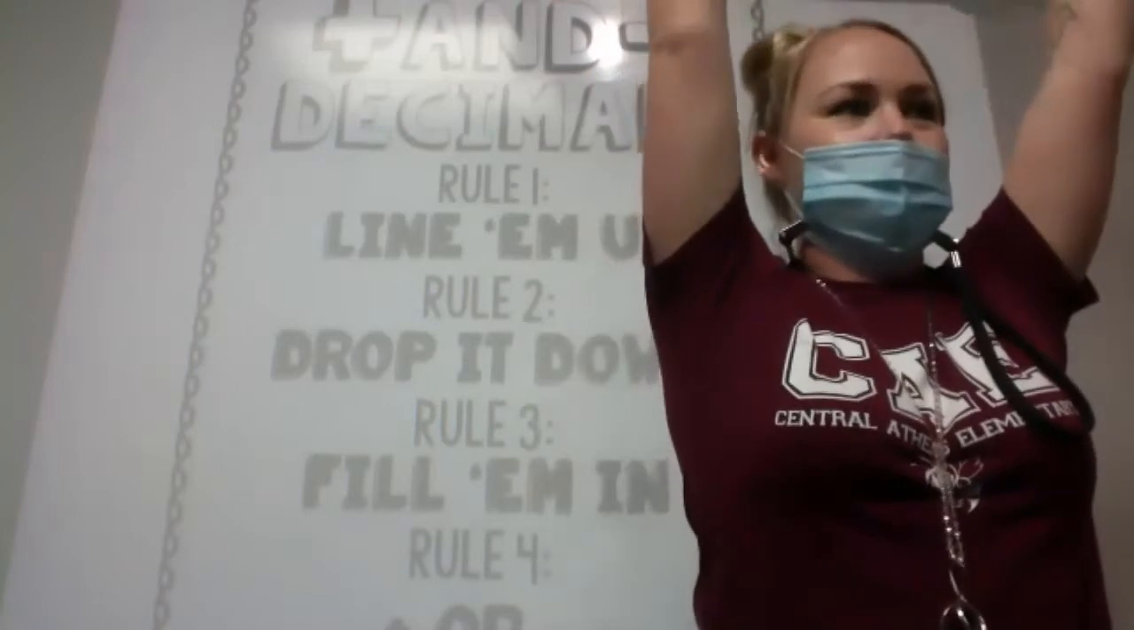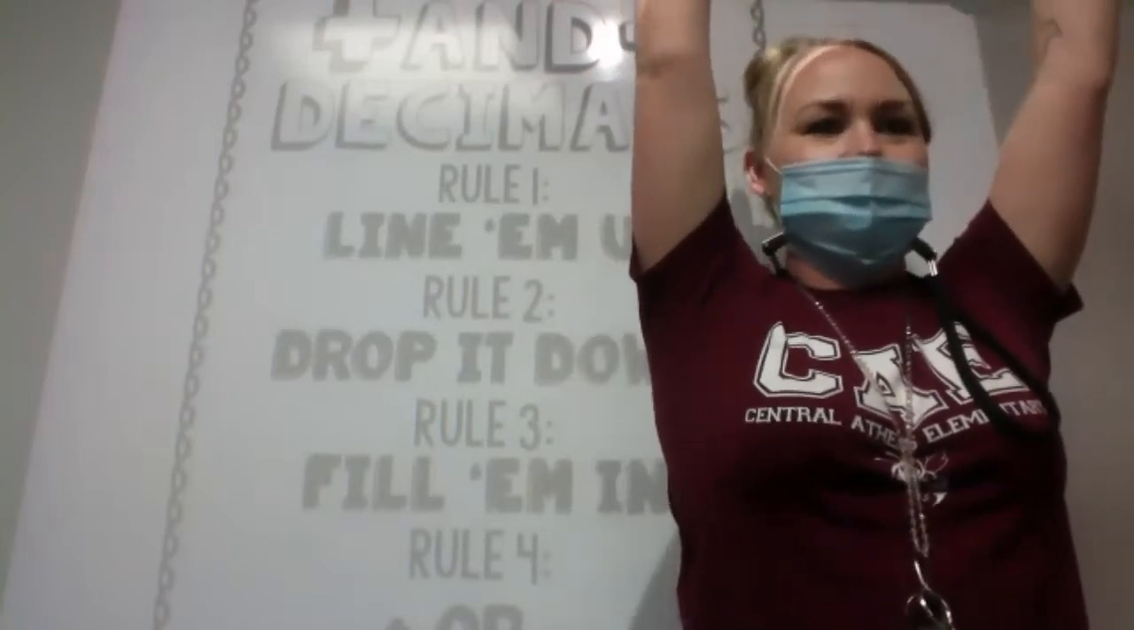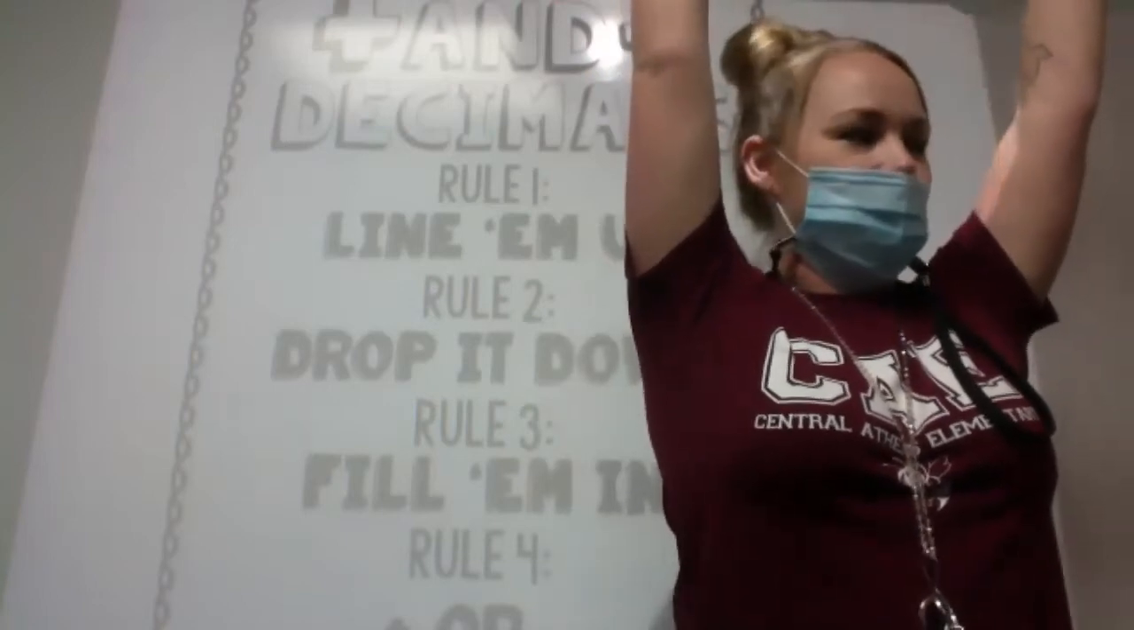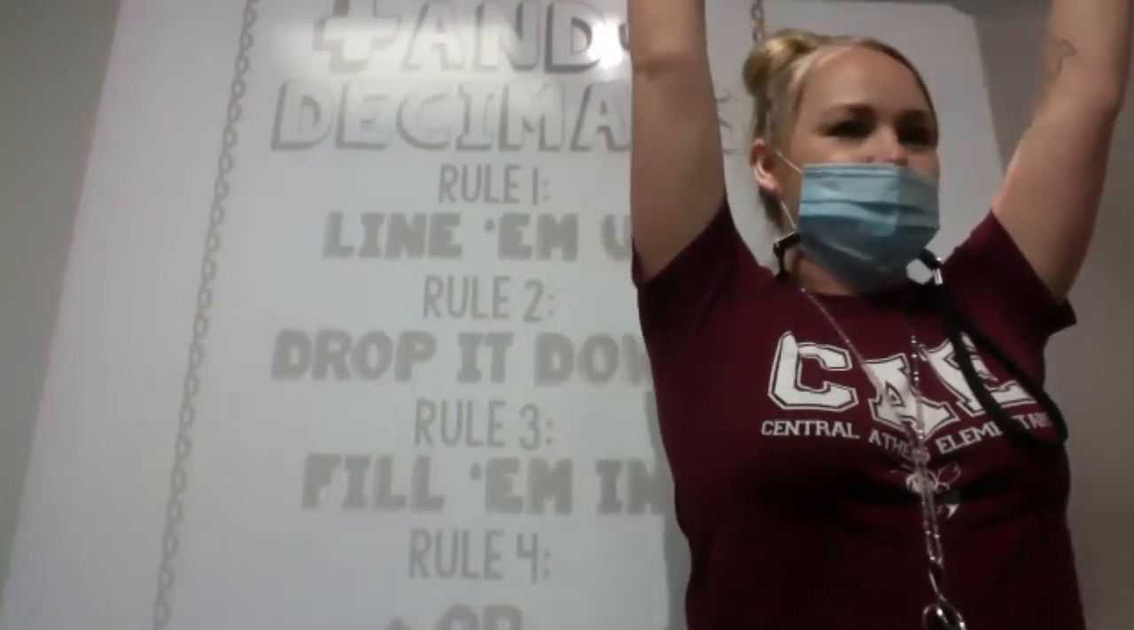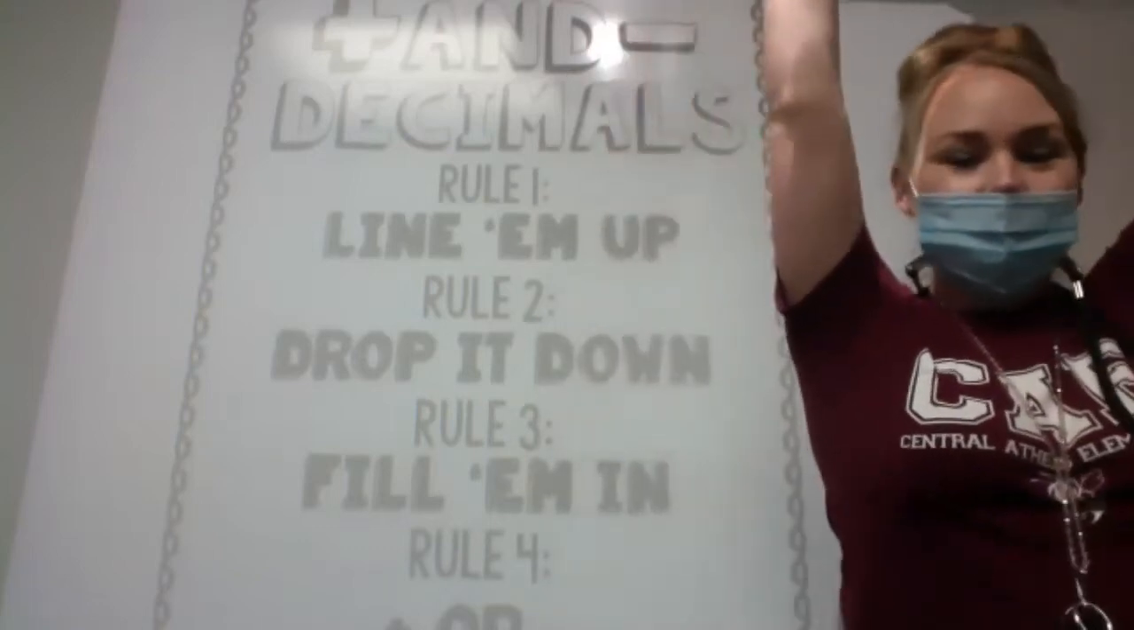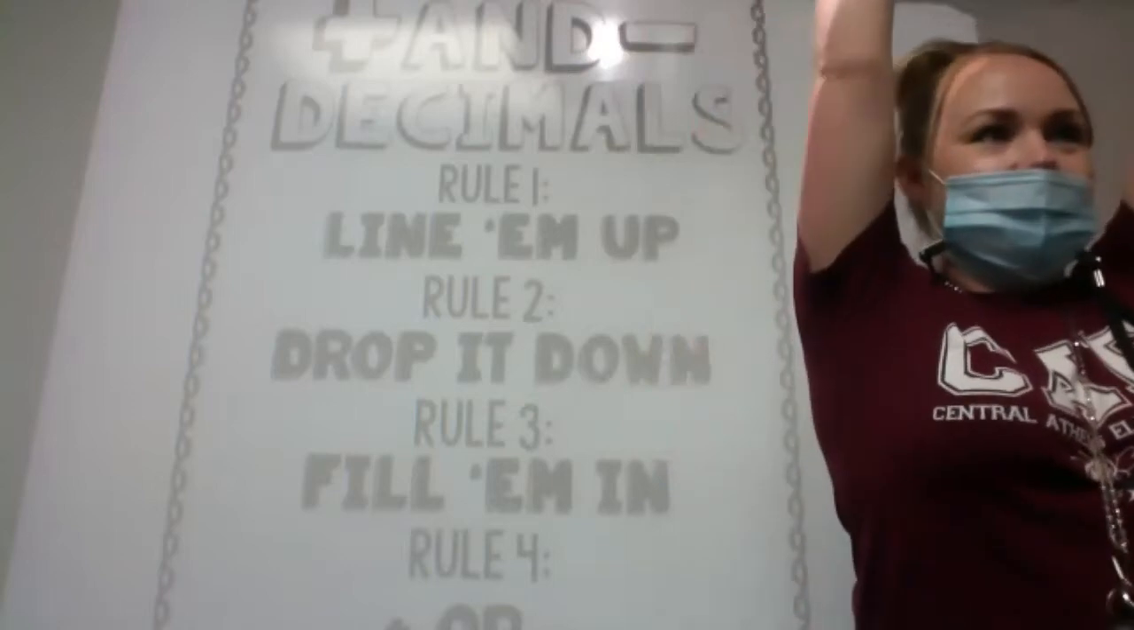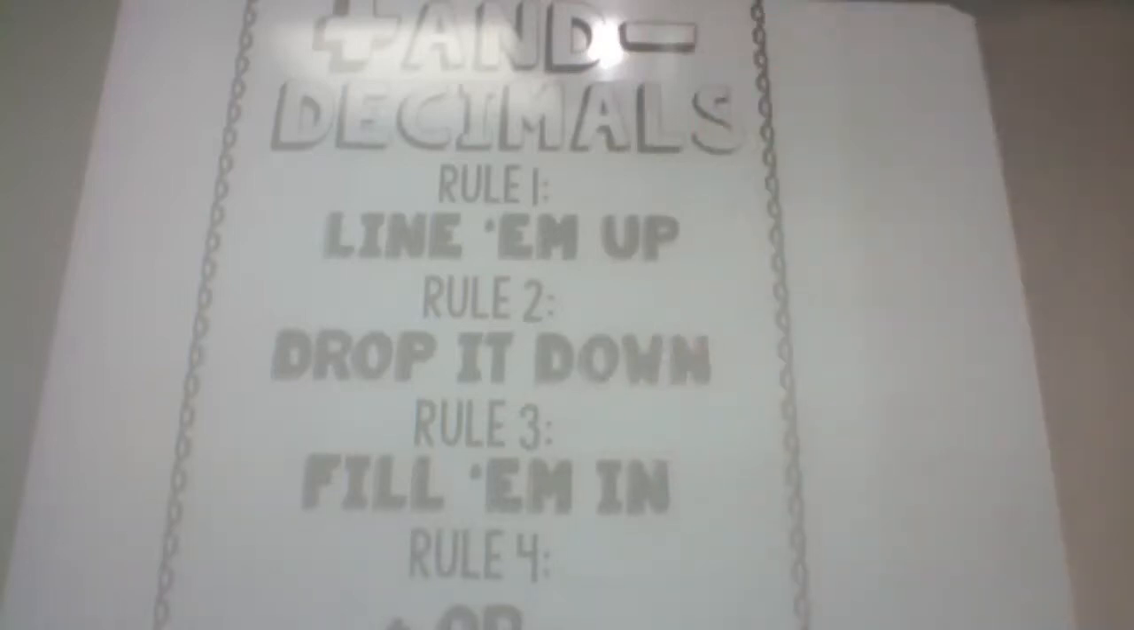What should drop it down look like? It's a little dramatic. Okay, I like Dante's. Dante isn't flailing all over the floor. So we'll line them up, and we'll drop them down, okay? And squat down. Yeah, because I don't need you falling out like that. Okay, then rule 3 is fill them in.